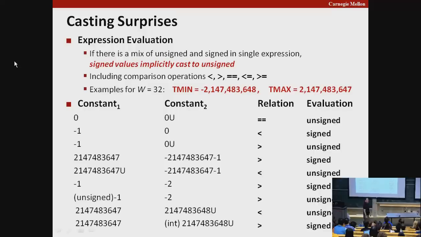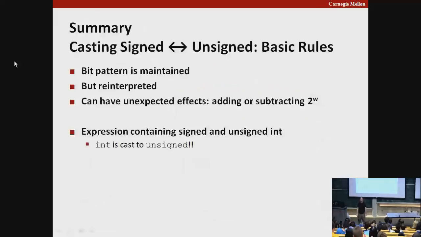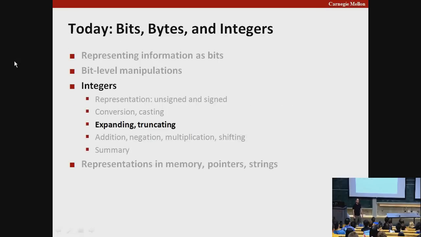But these are all just puzzles that get at the idea that the first thing you do, if you have mixed mode, is convert signed values to unsigned values. And then you do the interpretation. The bit pattern is maintained, but it's reinterpreted. It can have the effect of adding or subtracting 2 to the w, right? In other words, if I take a signed number and interpret it as an unsigned number, the higher values are going to become negative values. In the event that I have an expression containing a signed and unsigned integer, the int is cast to unsigned first. Then the arithmetic proceeds as unsigned.